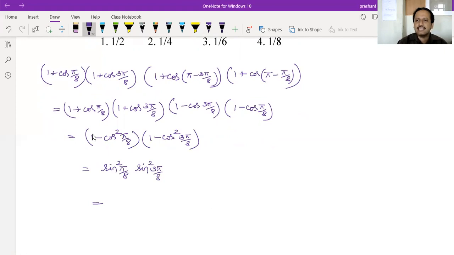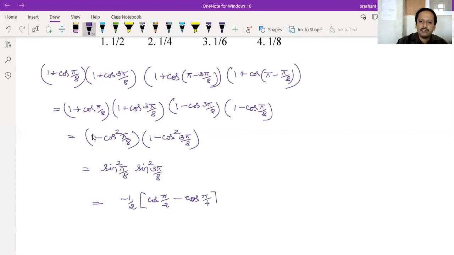That's equal to, this looks like sine square A into sine square B. Sine A sine B formula I could use. Sine A sine B is equal to, as I told you in the previous problem, minus 1 by 2 into cos A plus B minus cos A minus B. Cos A plus B: pi by 8 plus 3 pi by 8, that will be 4 pi by 8, which means pi by 2, minus cos A minus B: pi by 8 minus 3 pi by 8, that will give you minus 2 pi by 8, in other words, minus pi by 4.